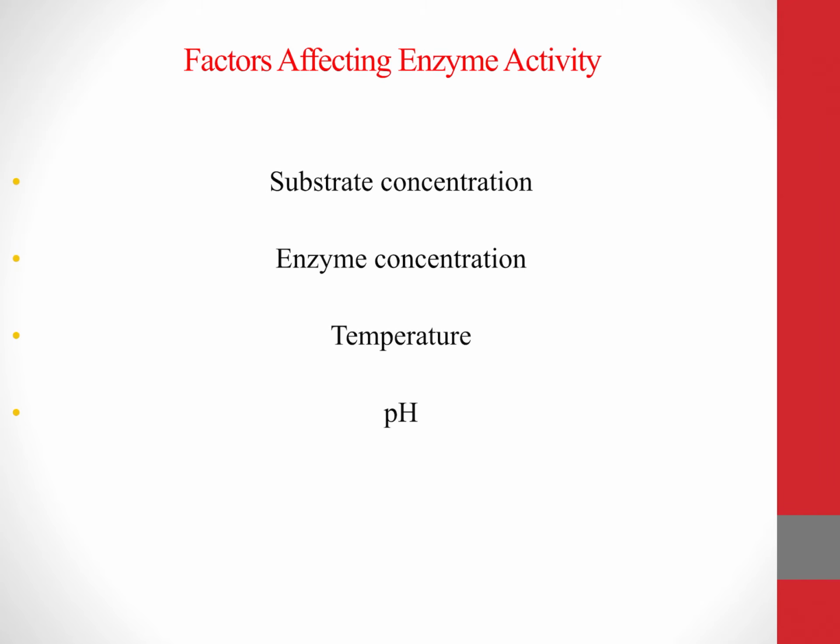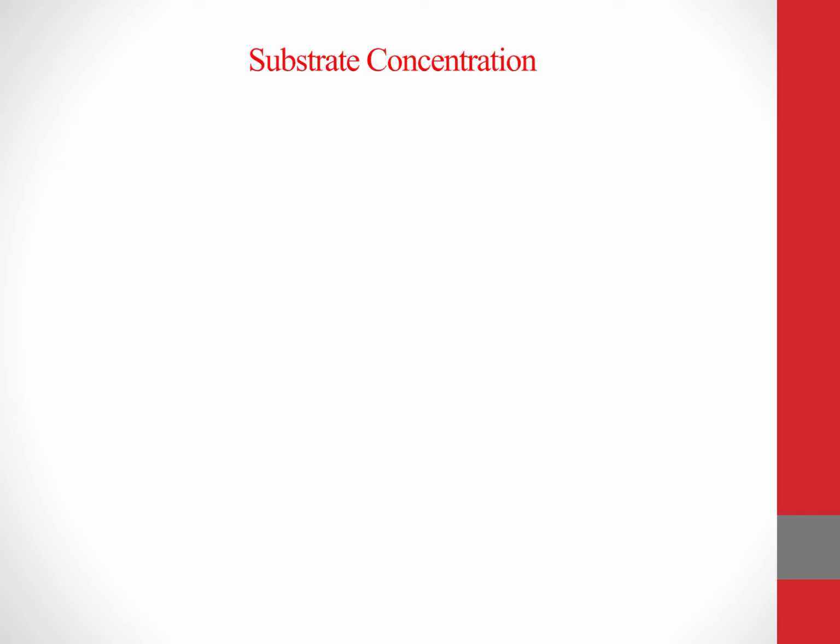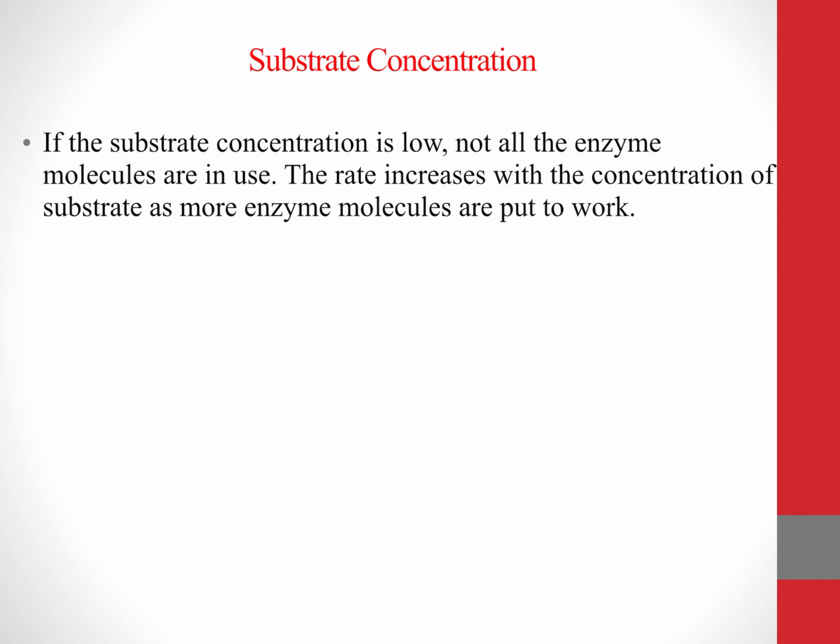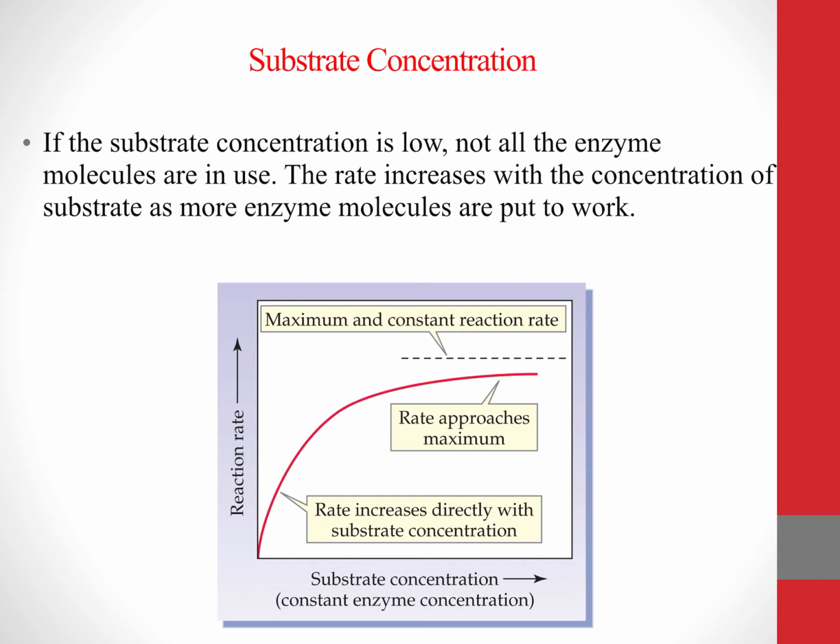There are 4 factors that will affect enzyme activity. We'll look at substrate concentration, enzyme concentration, temperature, and pH. So first is substrate concentration. So the higher the substrate concentration, the faster the enzyme will work, until all available enzyme active sites are being used to catalyze reactions. That's why the graph plateaus.